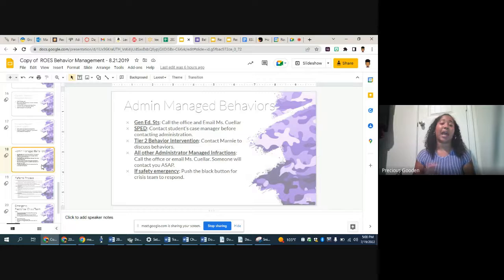And I don't advise shooting an instant message, because I can't tell you how many times they get overlooked, because they pop in and then that's it. If you're not on your email at all times, then you won't see it. So I would keep that in mind. If it's a safety emergency, push the black button by the door. It'll automatically buzz the office, and anyone who's able to answer the call will be the first respondent to help you out.